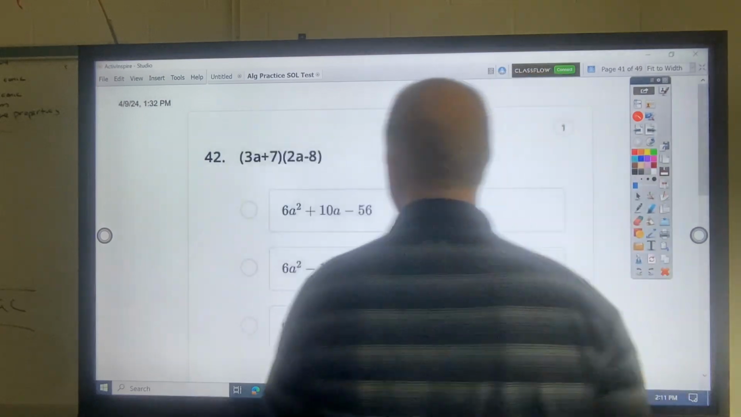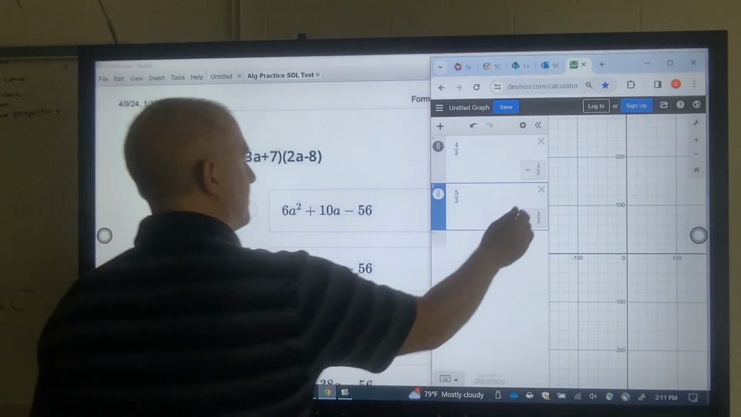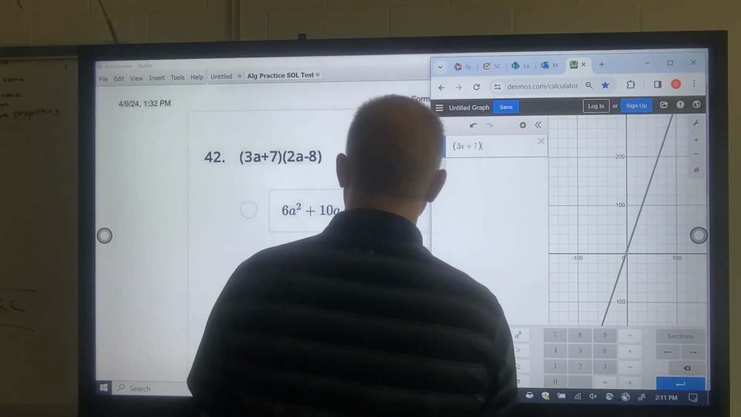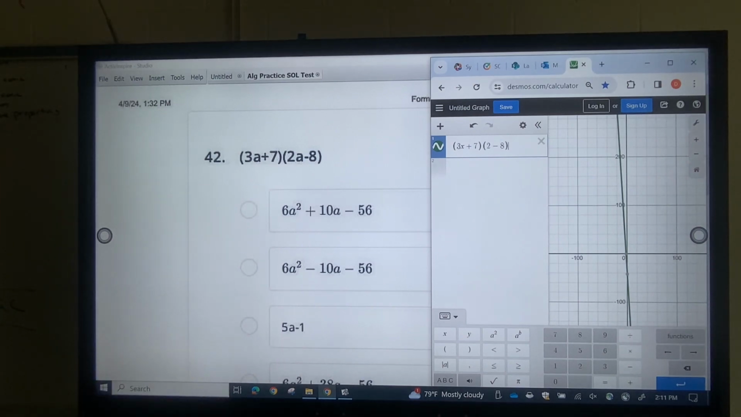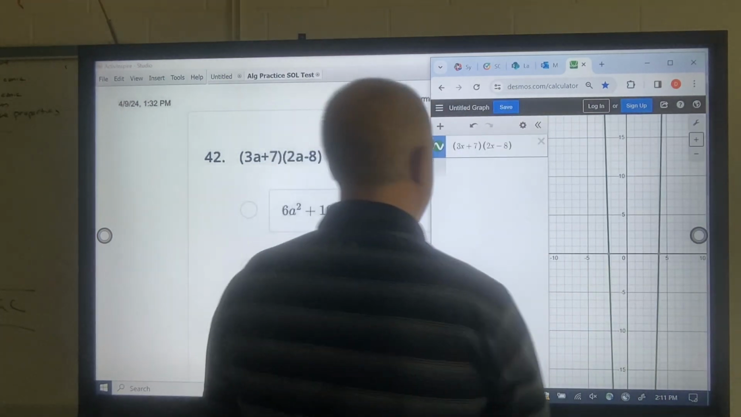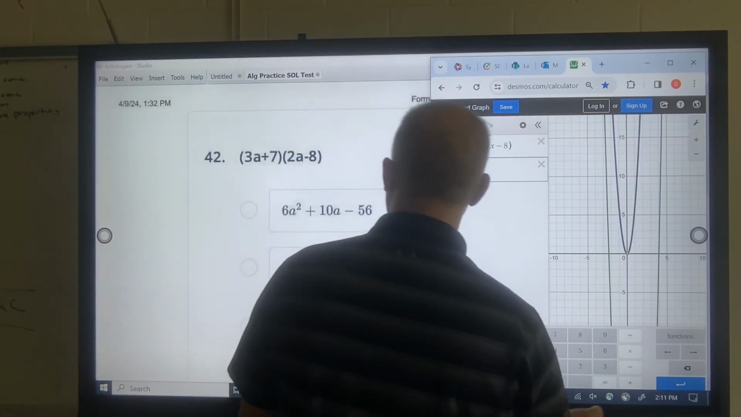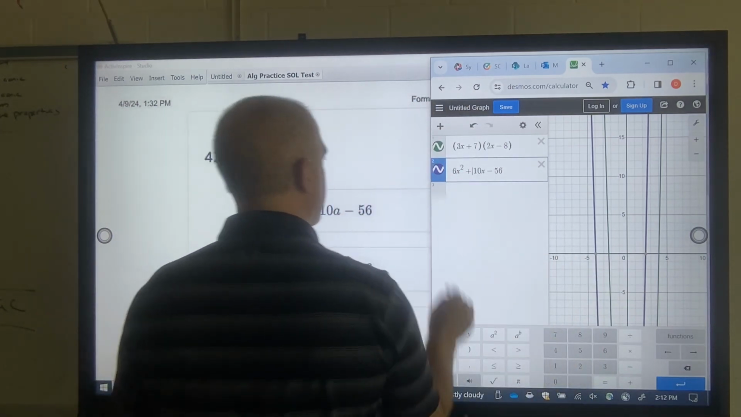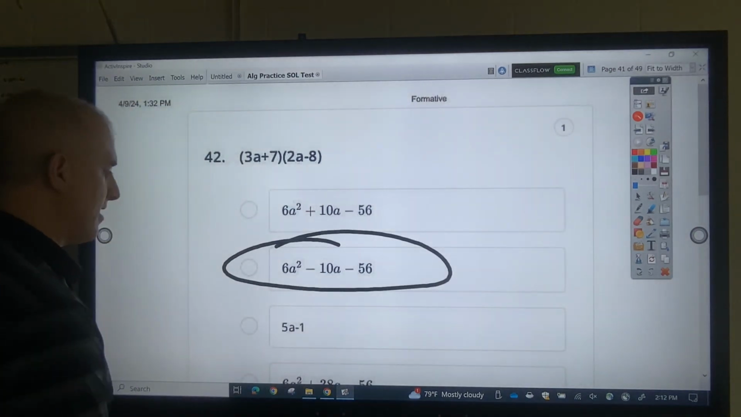42 should be next. So for these questions, what I would do is use x instead of a. So 3x plus 7, 2x minus 8. You get that. And so you want to see which one matches. I'm going to hit home. I want to type these other ones in and see which one matches up. So 6x squared plus 10x minus 56. That doesn't end up being the same thing. So let's move this to a minus, and now that changed color. So that's going to end up being my answer.